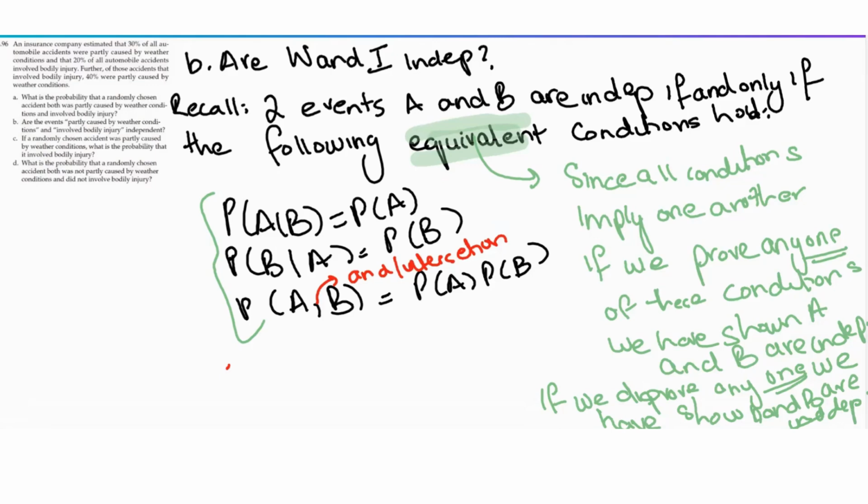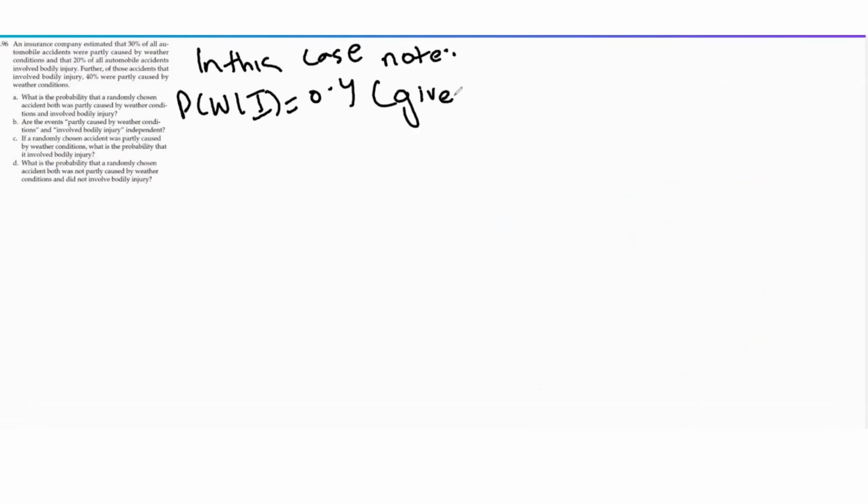In this case, let's note something. We're given some information, right? Recall we found the probability of W. We're told the probability of W given I is 0.4. It's given over here. So this is given, right? While the probability of W, again this is given, is 0.3. This is already told in the question, right? The probability of W is 0.3 and the probability of W given I is 0.4.